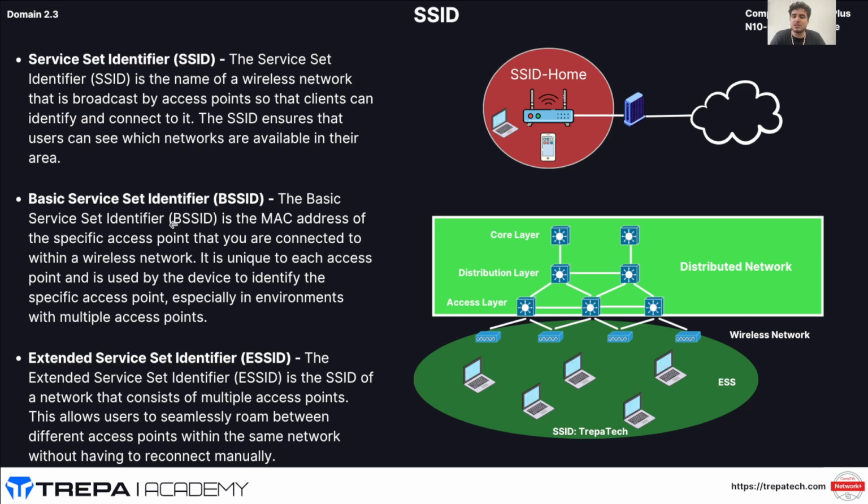We have the extended service set identifier, the ESSID. This is the SSID of a network that consists of multiple access points and allows you to seamlessly roam. So that is something we configure in, again, a big enterprise where multiple access points are working together to do roaming, okay? So we have that extended service set identifier. So your user can get up and walk between offices and still stay connected to the SSID that they need to be connected to.